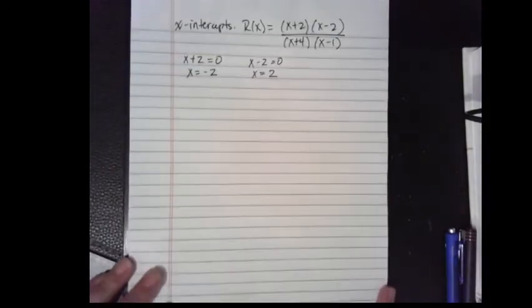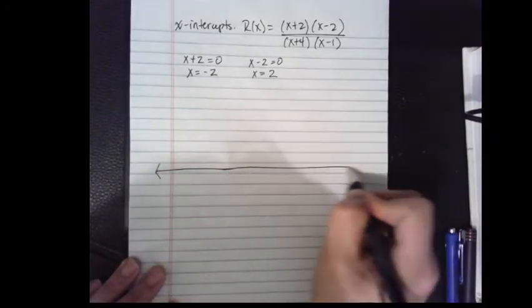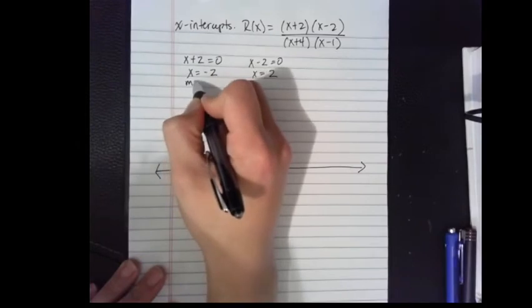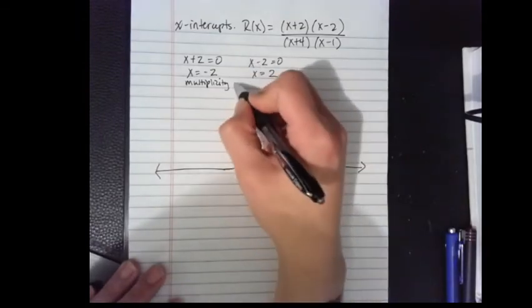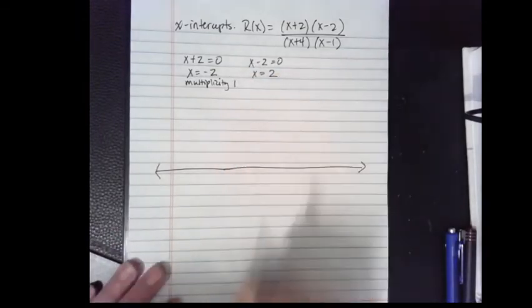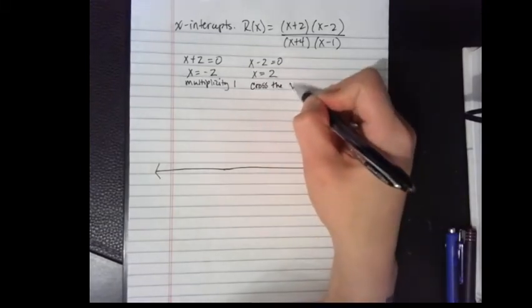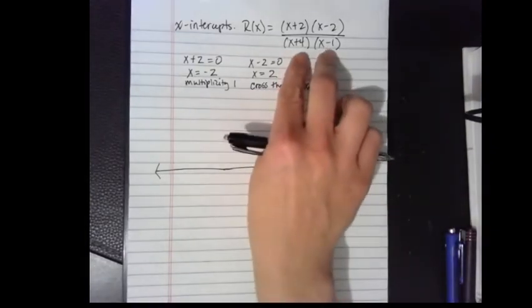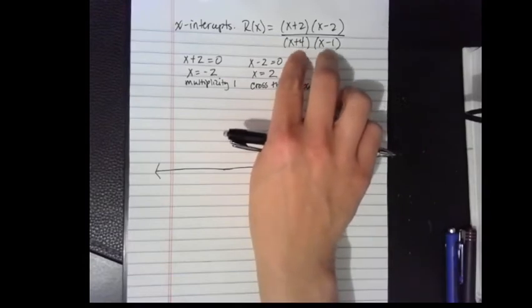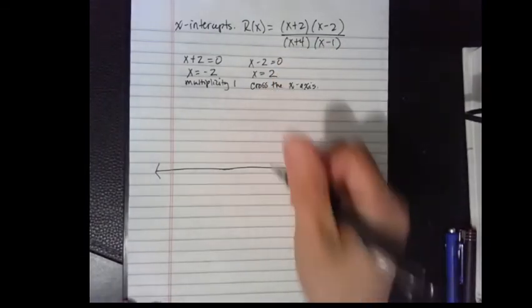Okay, so let's kind of start trying to sketch this out. The x-intercepts have a multiplicity of 1, so they're going to cross the x-axis. My denominators also have a multiplicity of 1, so after I start to graph, I know that we're going to go to opposite infinities on either side of each of these asymptotes.